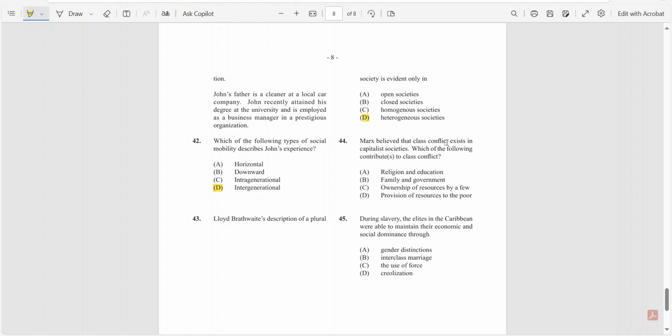Marx believed that class conflict exists in capitalist societies. Which of the following contributes to class conflict? Alright, so 44 is ownership of resources by a few. During slavery, the elites in the Caribbean were able to maintain their economic and social dominance through, and that's the use of force.